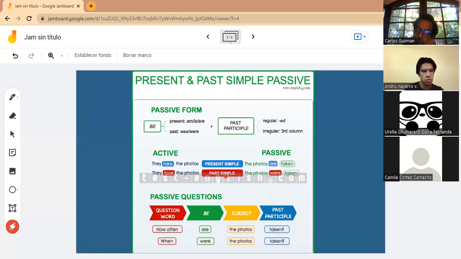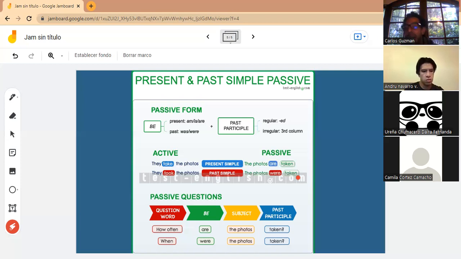All right. Y el verbo en el passive voice, the verb tiene que estar en el past participle. Que quiere decir que si es un regular verb, le aumentas ed at the end. If it's an irregular verb, es un poco tricky, ¿no? Es un poco molestoso esa parte. Tienes que acostumbrarte a los irregular verbs.